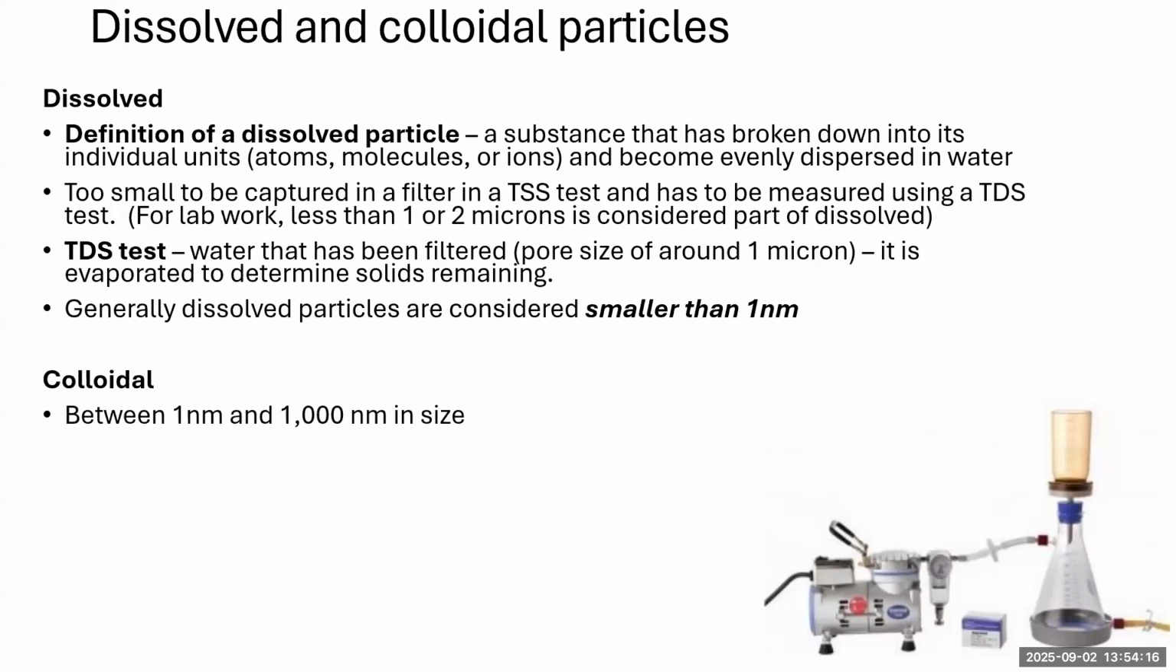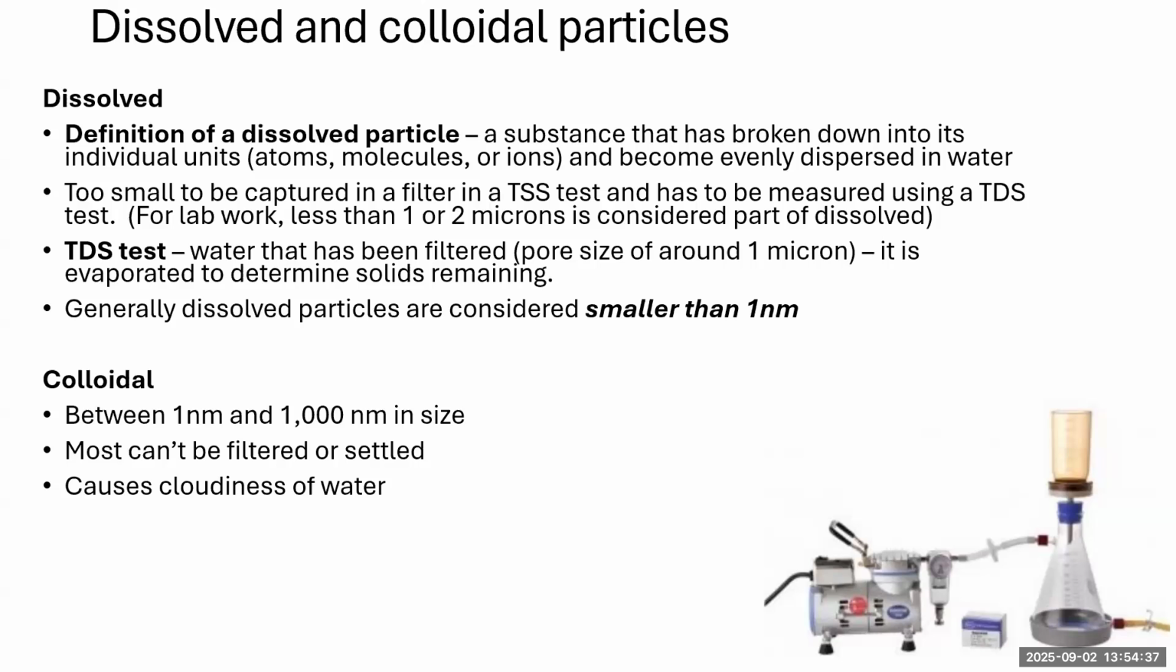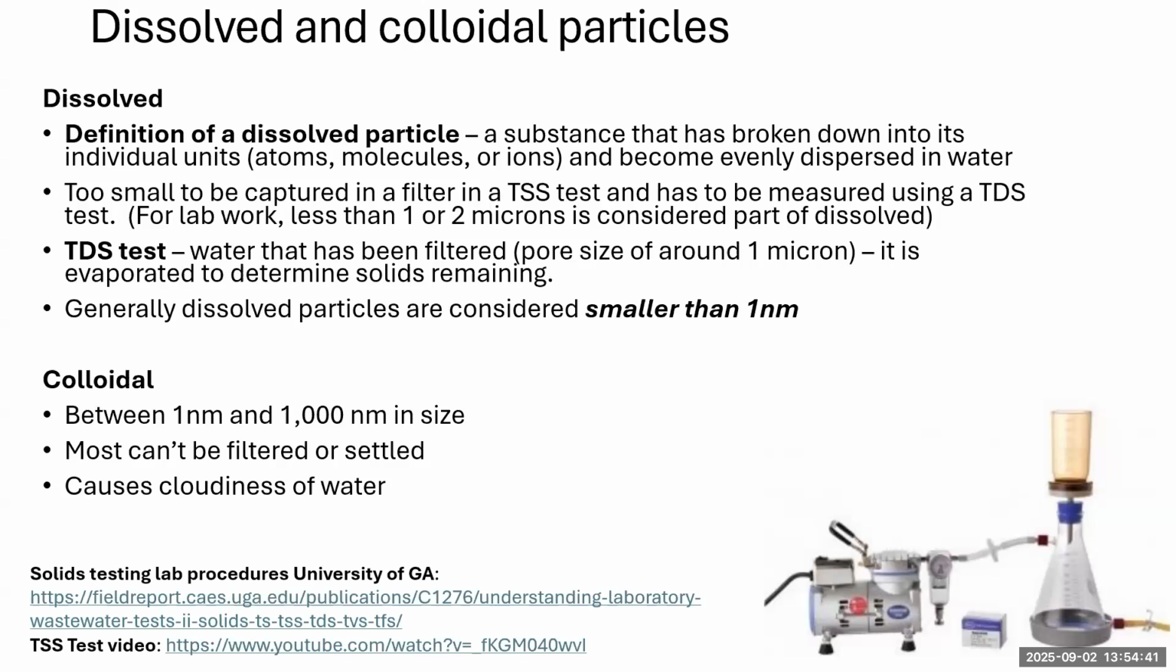Colloidal particles are generally between 1 nanometer and 1,000 nanometers in size, which would be the same as 1 micron. So between 1 nanometer and 1 micron is colloidal. And we can't really filter these, or settle them in the treatment process either. They contribute to turbidity, though, which is the cloudiness of water. Turbidity can also contain microorganisms, so that's why we're trying to get rid of them.